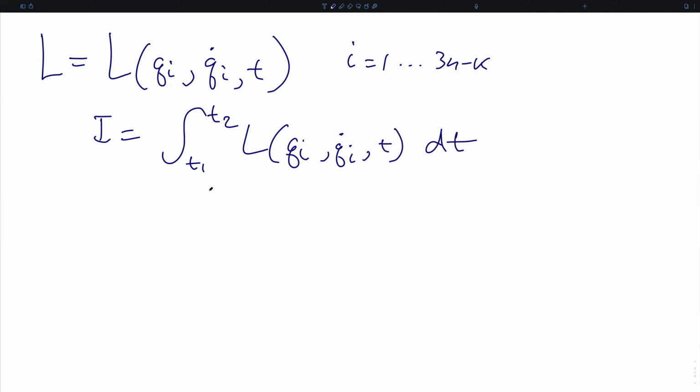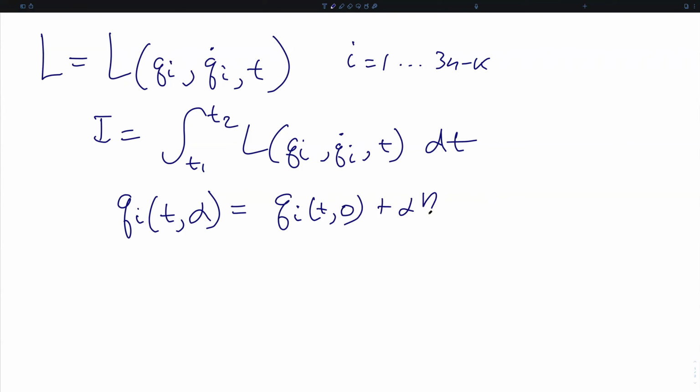Now, let's think about any one of these generalized coordinates parameterized by some parameter alpha. And this is going to describe the path of the coordinate that's neighboring the true path. And so we will write this q sub i as q sub i of t, where this is the true path, plus alpha times an arbitrary function of time. Let's call this eta sub i. And the only restriction on eta sub i is that it vanishes, it goes to 0 at the endpoints of the trajectory at t1 and t2.